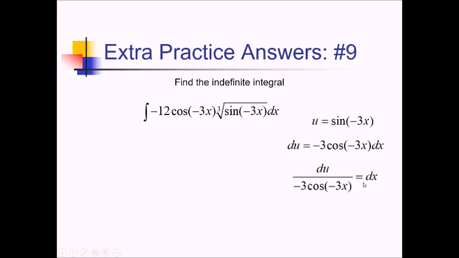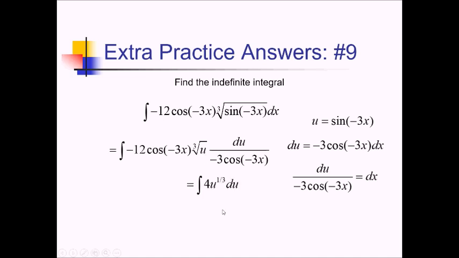equals dx. Substituting back in, I've got negative 12 cosine of negative 3x times, now we're going to have the cube root of u, and then dx is now du over negative 3 cosine of negative 3x. It looks like these cosine of negative 3x's are canceling. Good, I was tired of saying that anyway. We've got negative 12 over negative 3, that's going to be 4. So we have a 4, and we have a cube root of u, which I'm going to rewrite as u to the 1/3 power. So that's looking a whole lot nicer.